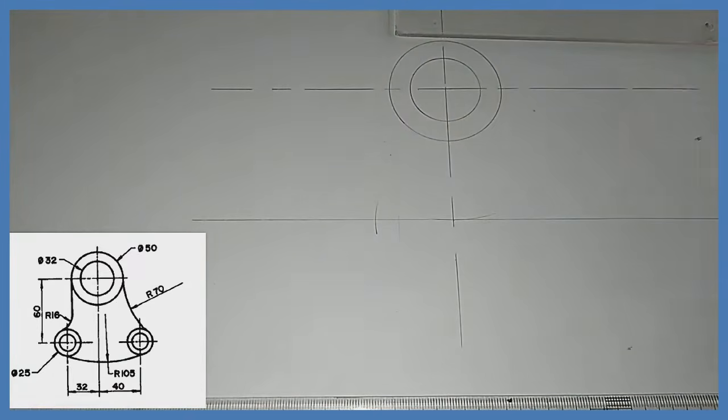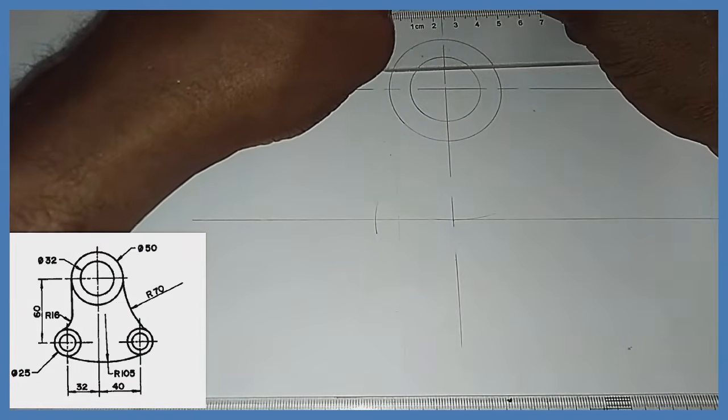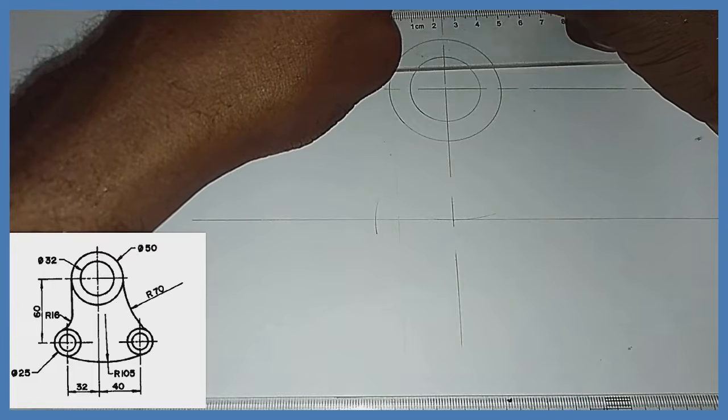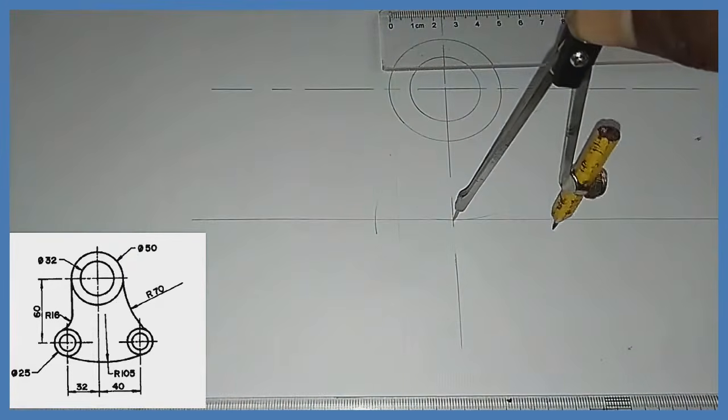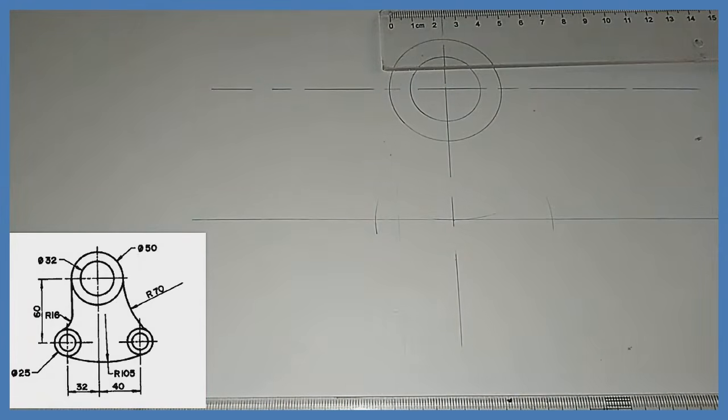All right, and towards my right hand side, I'm having mark of what? Mark of 40. So from this same midpoint towards my right hand side, I mark 40. Okay, so what is the next thing to do?